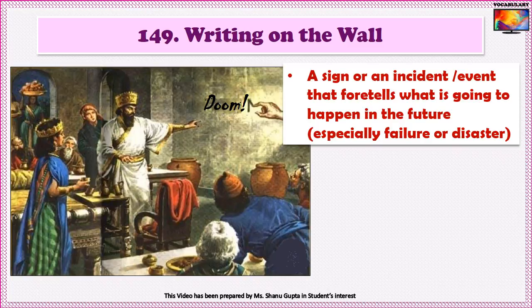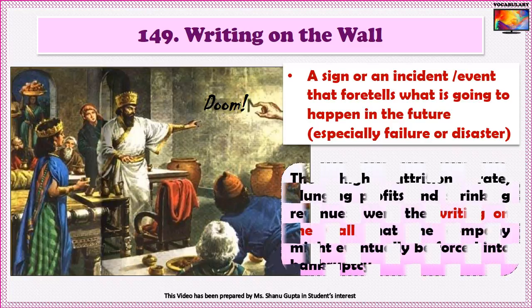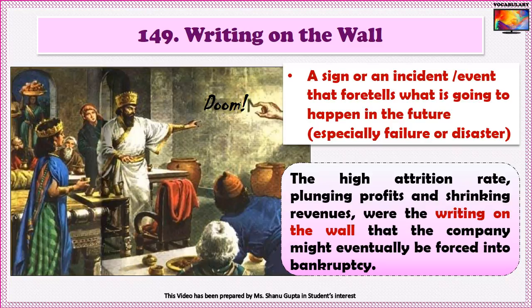An example sentence would be, the high attrition rate, plunging profits, and shrinking revenues were the writing on the wall that the company might eventually be forced into bankruptcy.